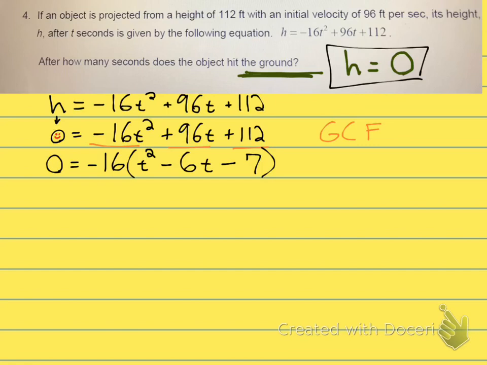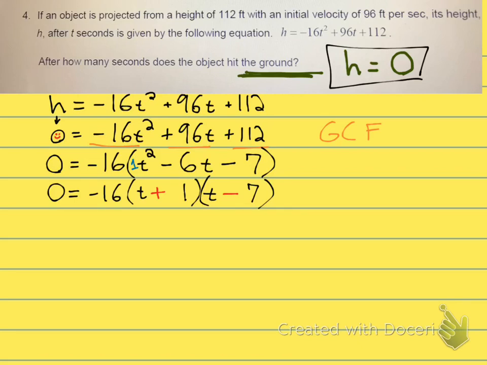Now, if you look inside the parentheses, it's an easy one. Let's factor completely. 0 equals negative 16. Here's my two parentheses. I know the first two terms are going to be t and t. Dynamite. My last two terms need to multiply to give me 7 and need to subtract to give me 6. Well, there's only two things that multiply to give me 7. Only two integers, 1 and 7. All right, my signs are different. My larger one needs to be negative.